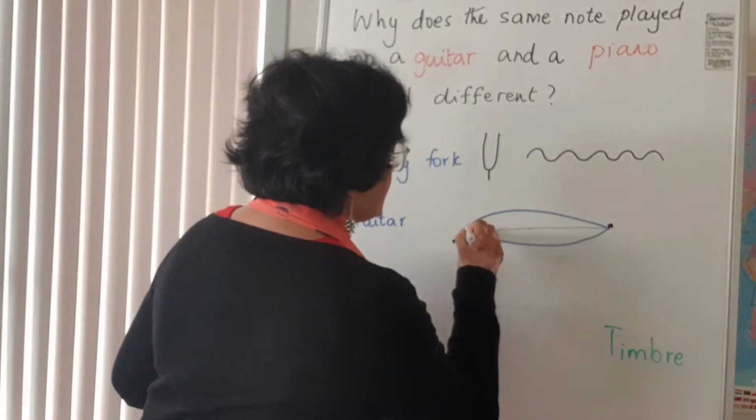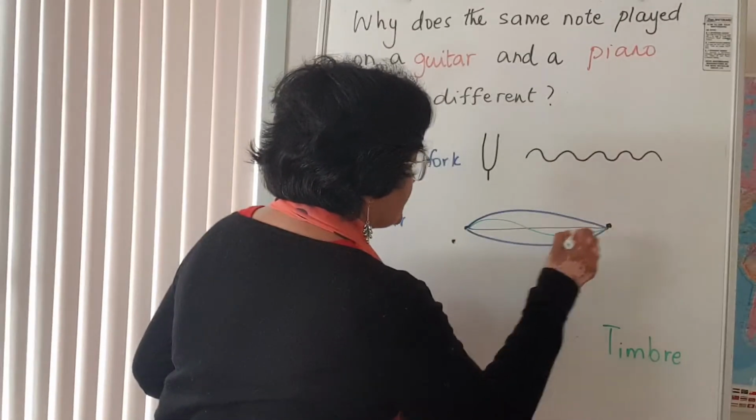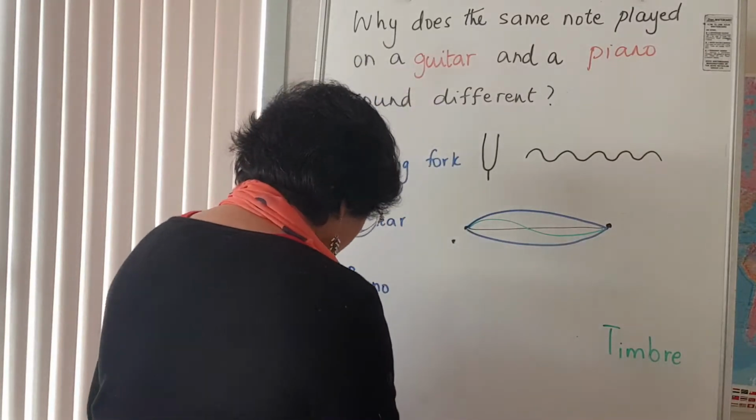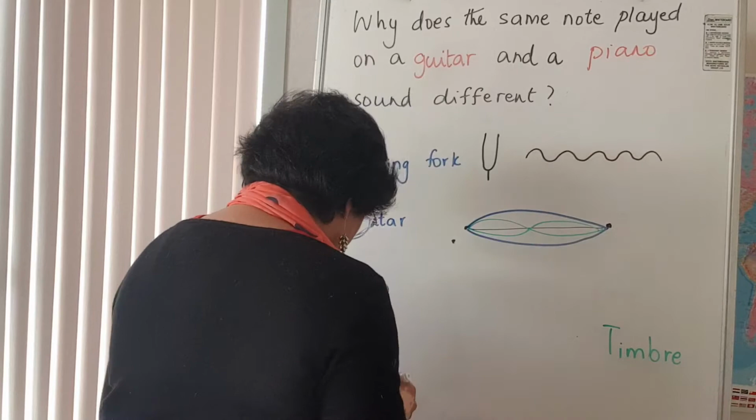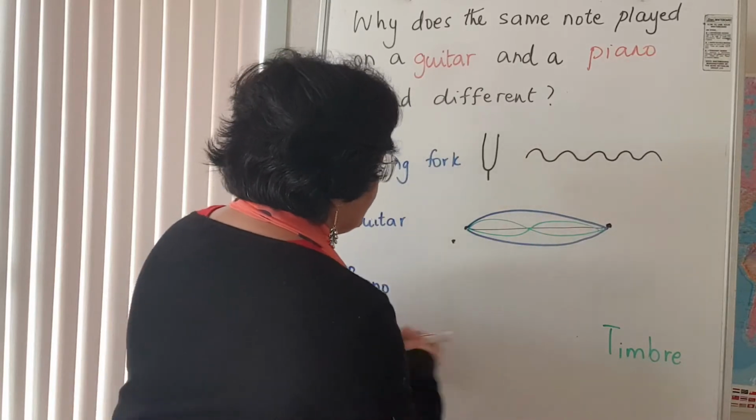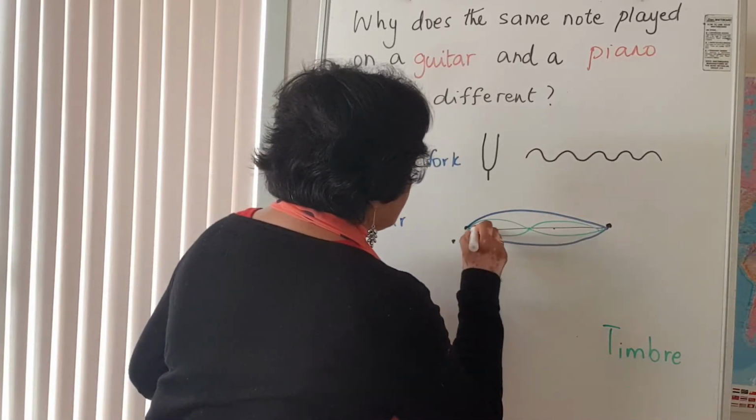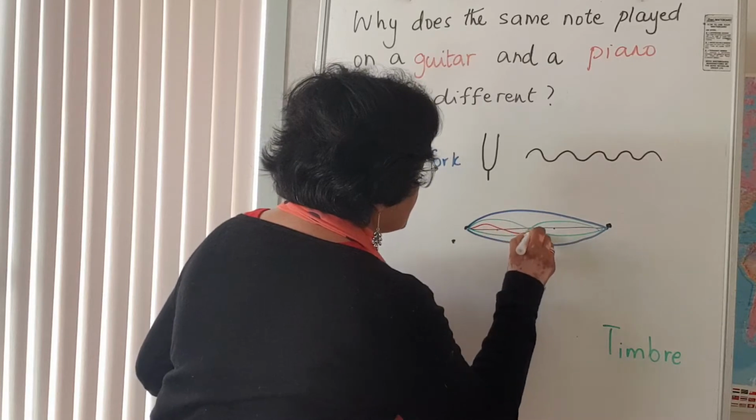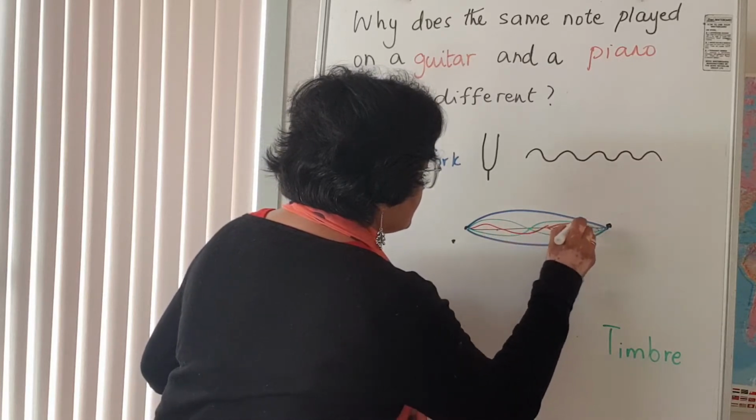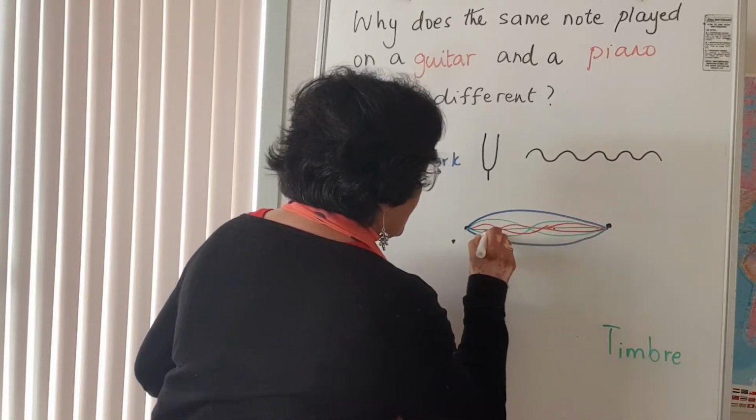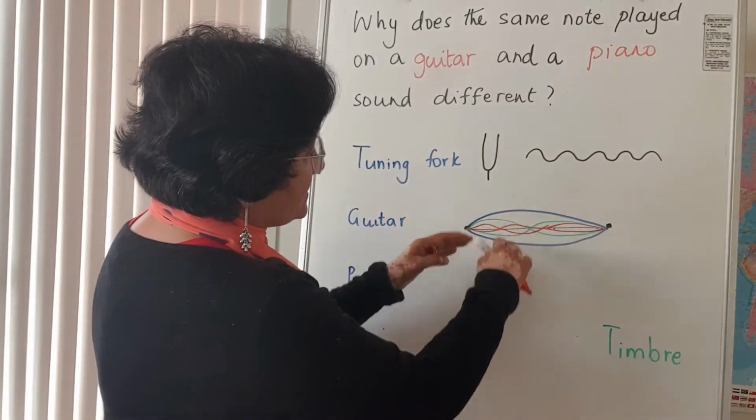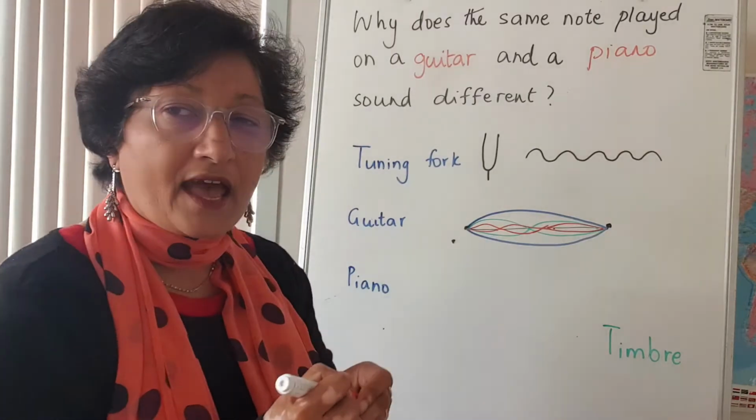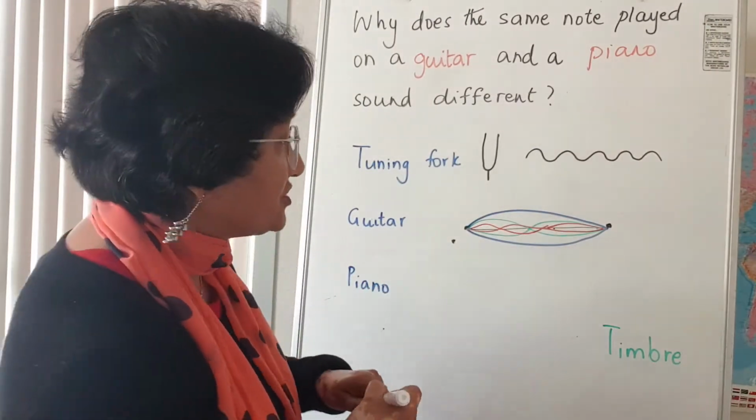So in addition to this, you might also get a smaller amplitude of the first overtone, and you might also have the second overtone, maybe different amplitudes, and you could have a third overtone and so on. Each of these overtones has its own different amplitude.